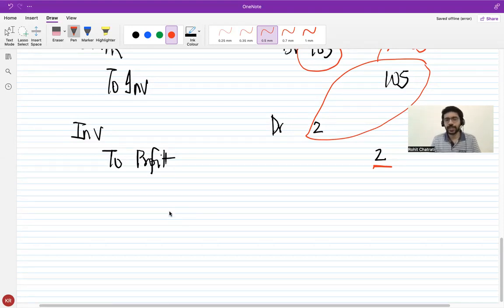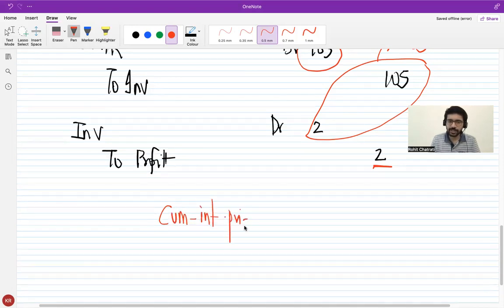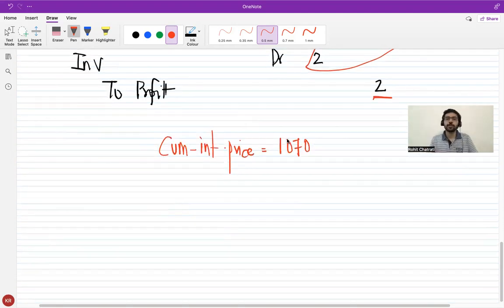Okay, now let's just quickly summarize the facts. We have got a cum interest price of rupees 1070, right? Now this price of 1070 includes not just the true bond price, but it also includes the accrued interest from the previous payment date up to the date of purchase.